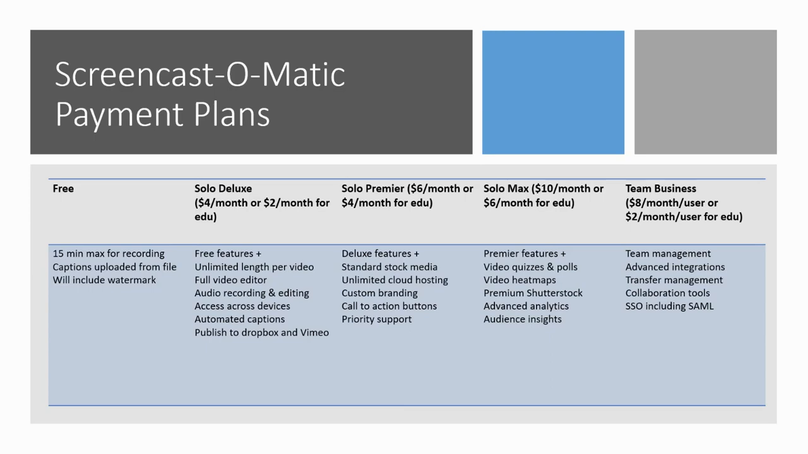Screencast-O-Matic has a wide range of payment plans, each building off of each other and giving more features at each level. At the free level, you get a 15-minute maximum for recording, and captions have to be uploaded from a file. At each tier, you then get unlimited length per video and full editing features. You also have options for automated captions, which includes accessibility for students.